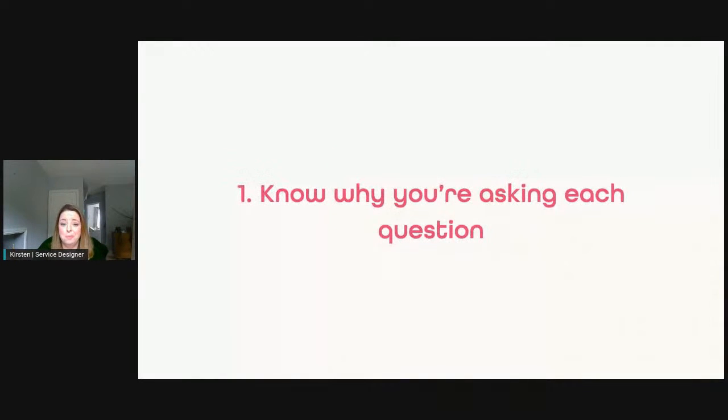So tip number 1 is to know why you're asking each question. It sounds simple, but you could lose users if there are questions in the form that they consider inappropriate or irrelevant. So this could lead to them entering made up or inaccurate data or even dropping out of the process. So we need to consider the implications of data retention as well, in line with GDPR, if data is collected but we don't use it.